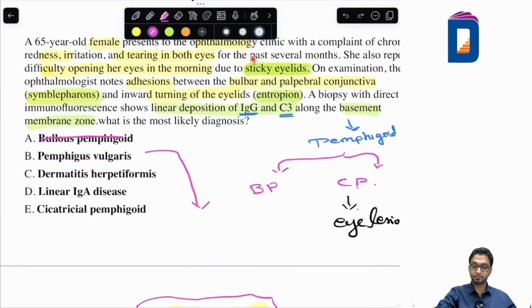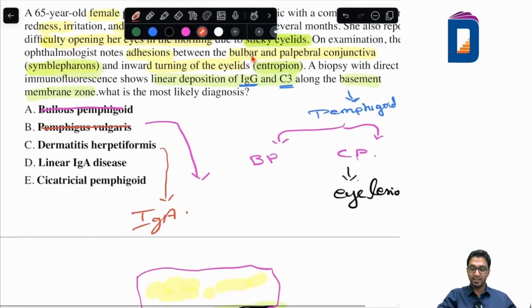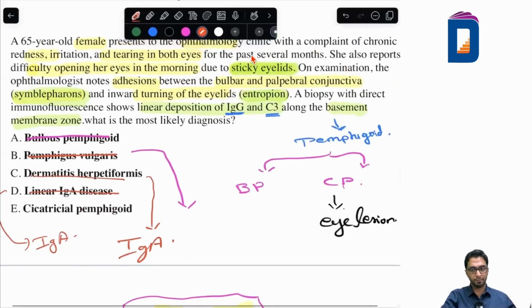Okay, pemphigus vulgaris. Dermatitis herpetiformis, basically it is something where you have very pruritic skin lesions. Okay, pruritic lesions, and it is IgA mediated, not IgG. So again, you can eliminate that. Linear IgA disease, again, it is IgA mediated. This one we already eliminated. Sorry, on this one, there was the answer. The bullous we had eliminated. So this is eliminated, this is eliminated. Finally, the answer is cicatricial.